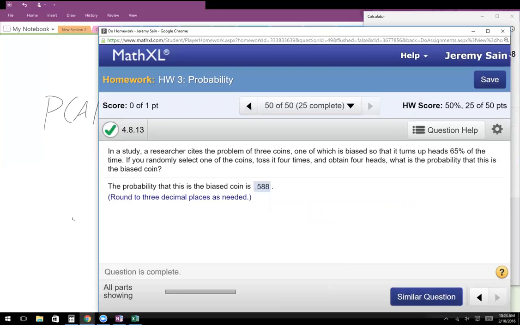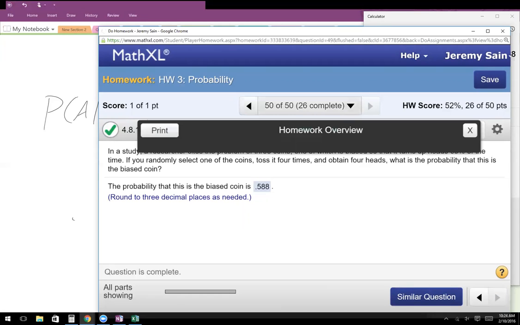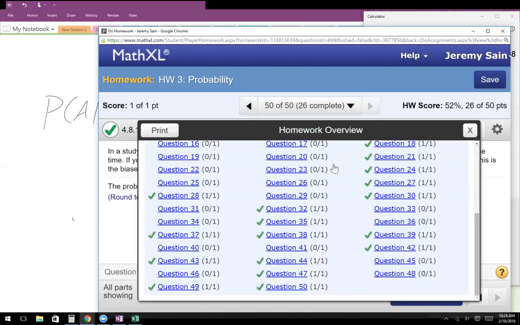Is that what you would have expected? It's like if you know you have a biased coin, you flip it 4 times, you get 4 heads. Would you think you only have a 58% chance of having the biased coin? Yeah, you think, man, if you get 4 heads, that's definitely it, right? But apparently not. So, truth is stranger than fiction, right? Oh, and that was the last question.